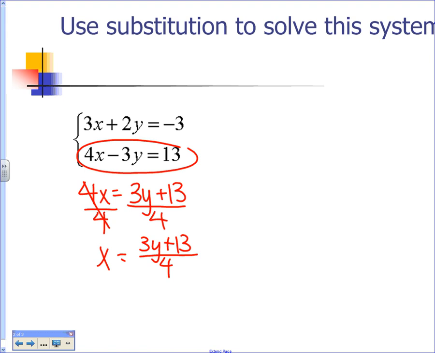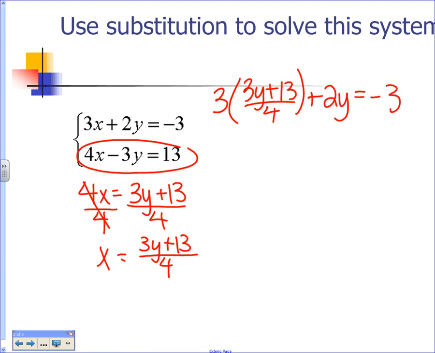So instead of x on this other one, what am I going to put in? 3y plus 13 over 4. We put it into the top one. Do y'all see how that works? We just substituted that strange thing in.